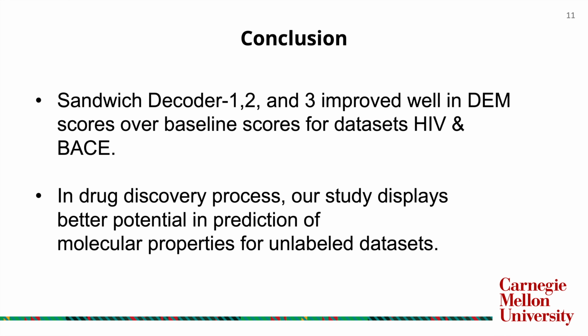And so in conclusion, sandwich decoder 1, 2, and 3 improved well in DEM scores over baseline scores for datasets HIV and BACE. And in the drug discovery process, our study displays better potential and prediction of molecular properties for unlabeled datasets. Thank you.